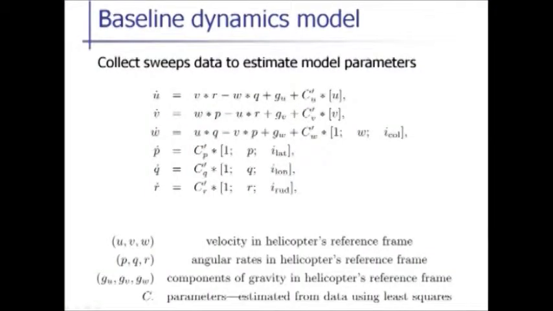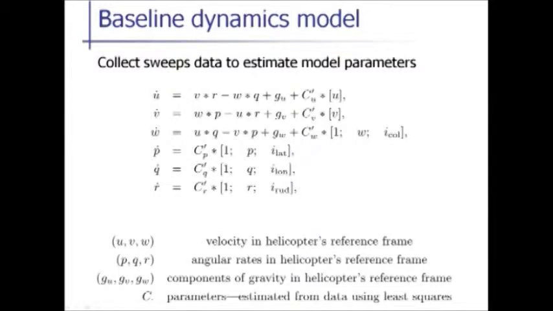So this is the baseline dynamics model. And I'll go into some detail about what each of these terms mean, just so you can have some background knowledge about this. Let me take a step back. U, V, and W are the velocities in the helicopter's frame. U is the forward velocity, V is the sideways velocity, and W is the vertical velocity. Sorry, U dot, V dot, and W dot. And then P, Q, and R are the angular rates, so it's roll, pitch, and yaw. Let's look at what these terms mean.